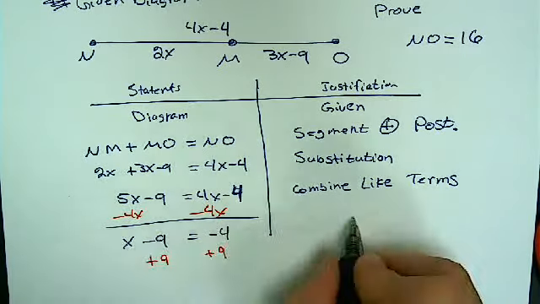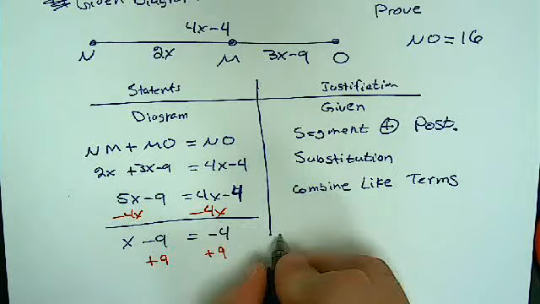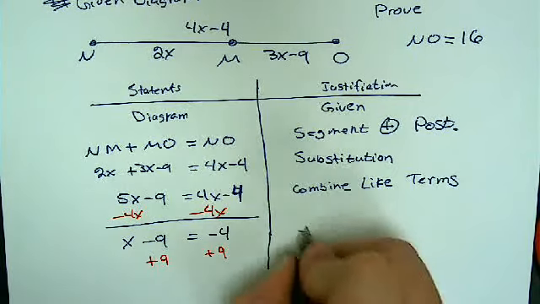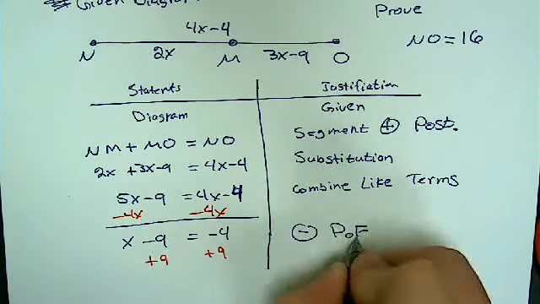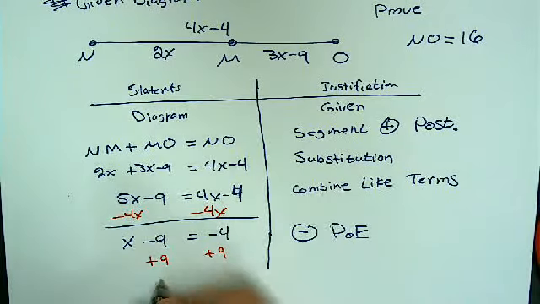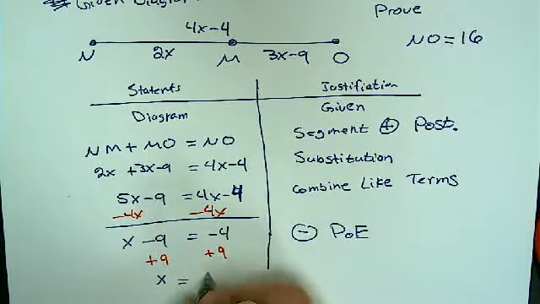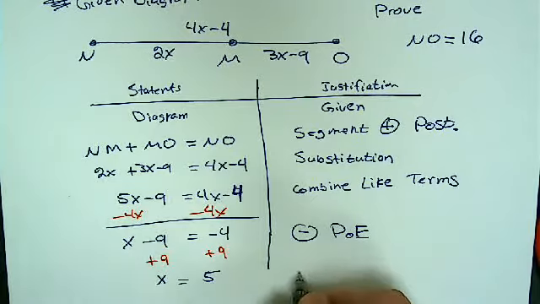Oh, whoops. I forgot to do that. What is that justification? Subtraction property of equality. And that now leaves me x equal to 5. And then what rule? Addition property.